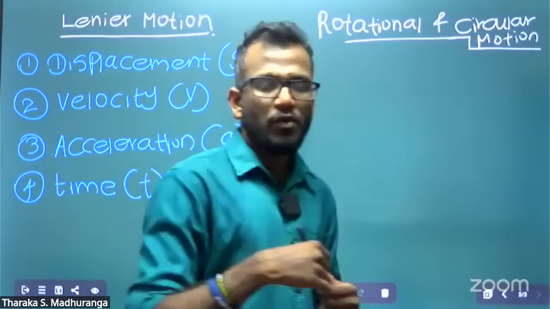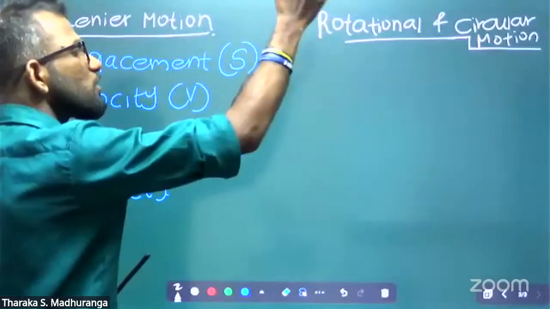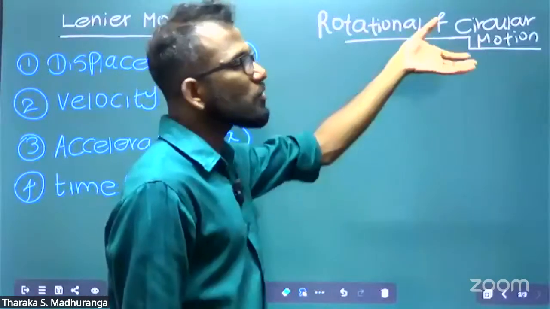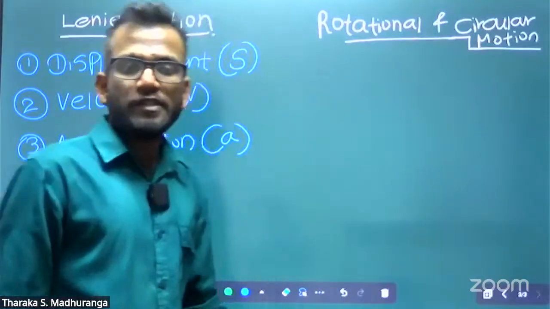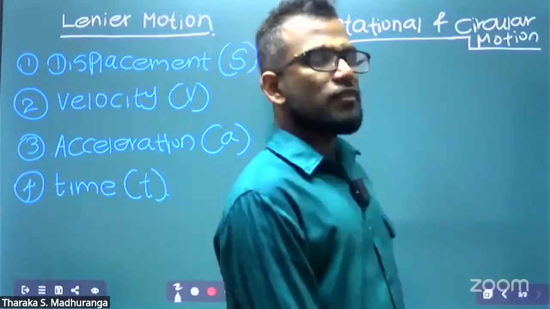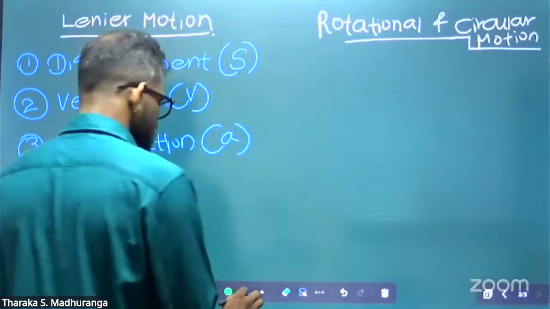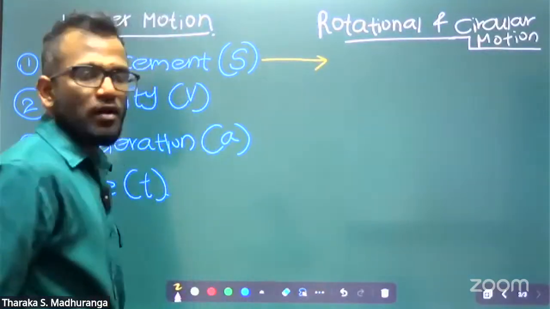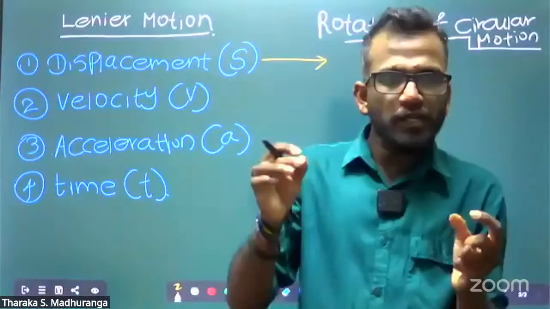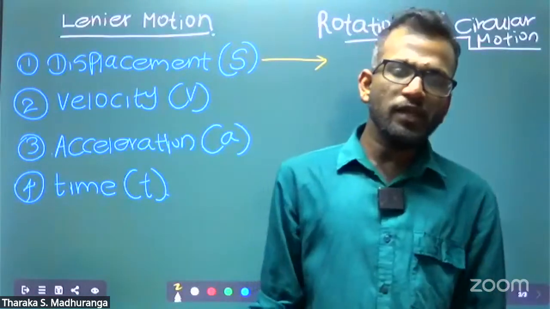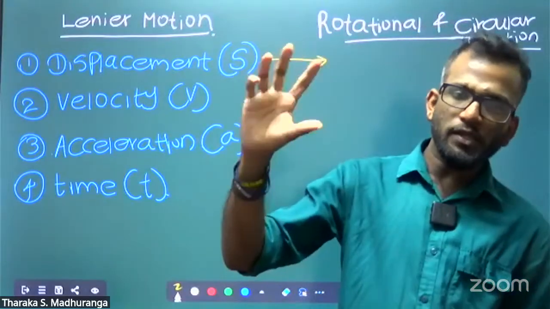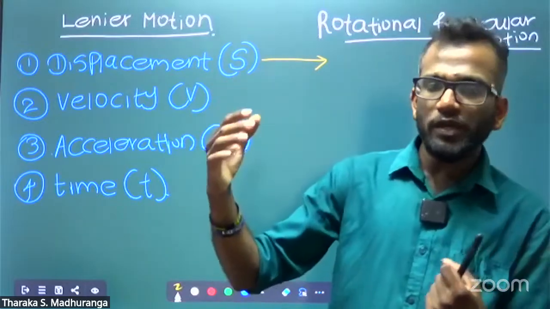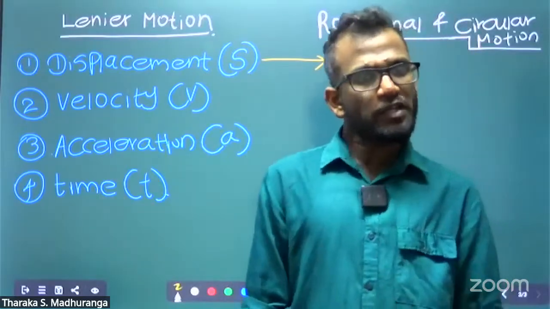We're going to discuss what physical quantities we can use in rotational and circular motion. The first one is displacement. What's the meaning of displacement? The shortest distance between any 2 points. In rotational motion, now imagine a fan. While a fan is rotating, is it possible to get a displacement?